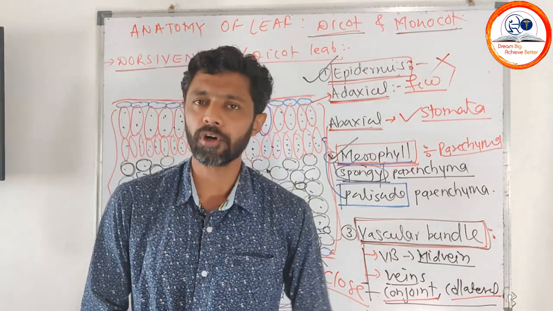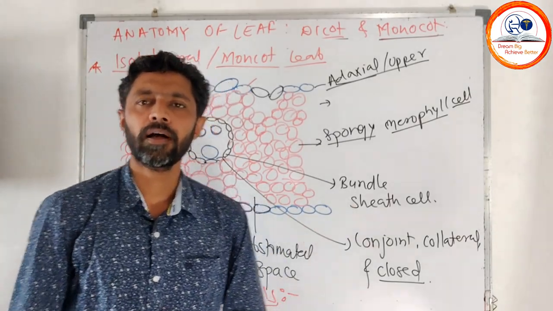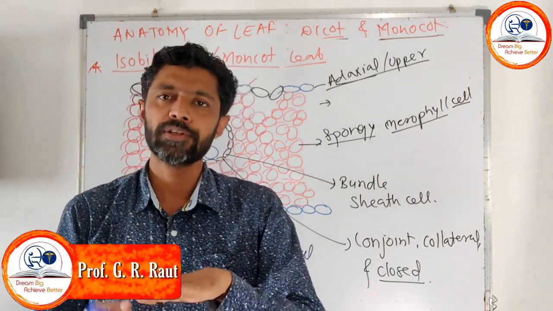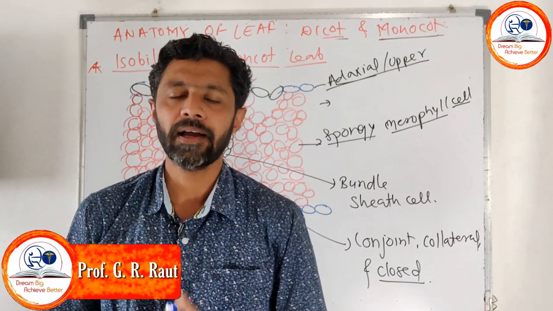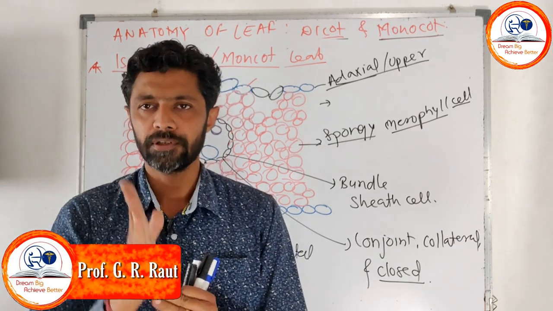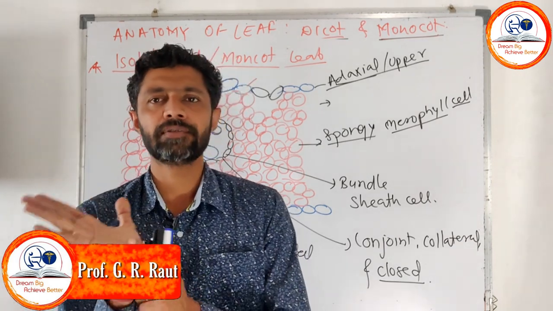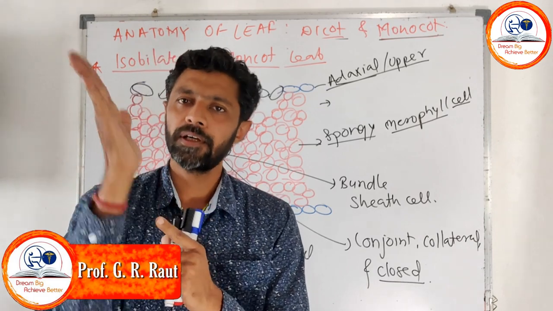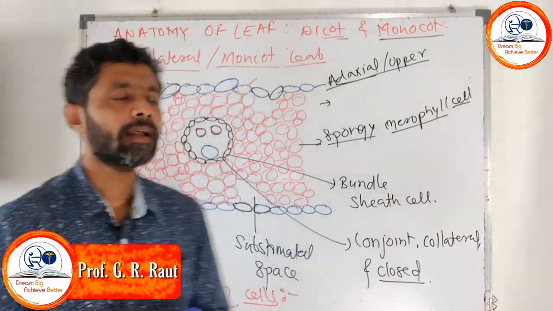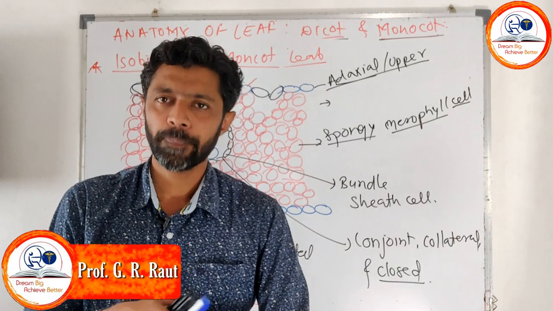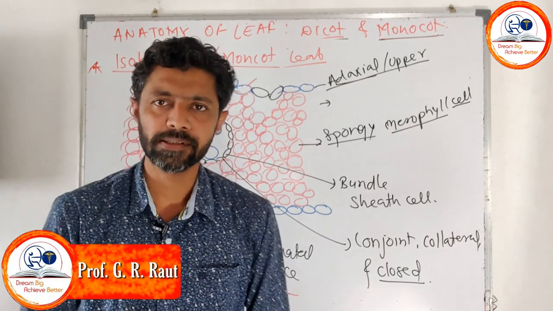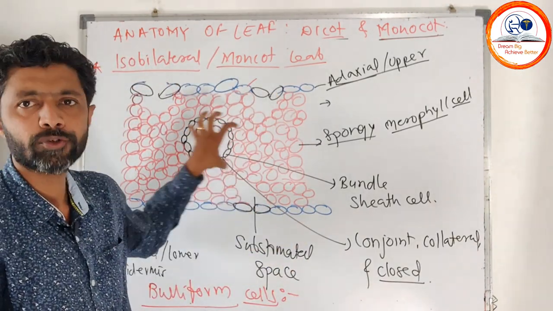Now we have to consider the monocot leaf. So here we'll consider the anatomy of the isobilateral leaf or monocot leaf. The monocot has an isobilateral leaf, meaning both surfaces are identical. These leaves are mostly placed in a vertical position on the plant, and in dicots the leaves are present in a horizontal position. Here, as they are present vertically, both surfaces get similarly exposed to the light. Now as we take a transverse section of these leaves, we will observe almost similar things: upper epidermis, lower epidermis, mesophyll tissue and vascular bundle.